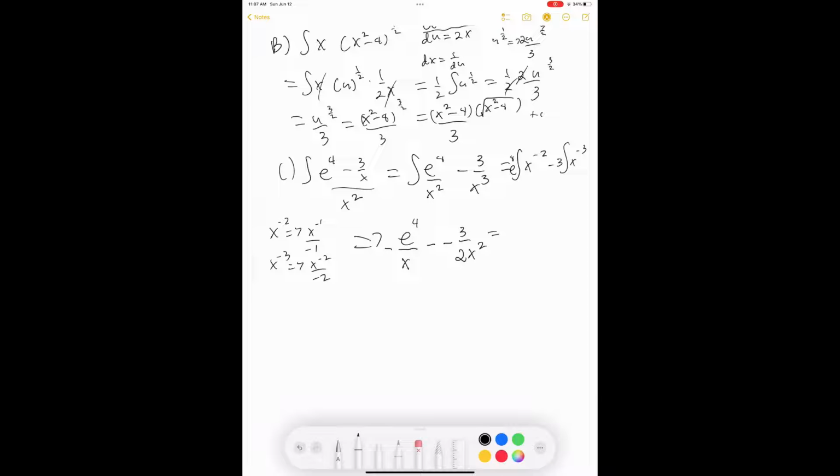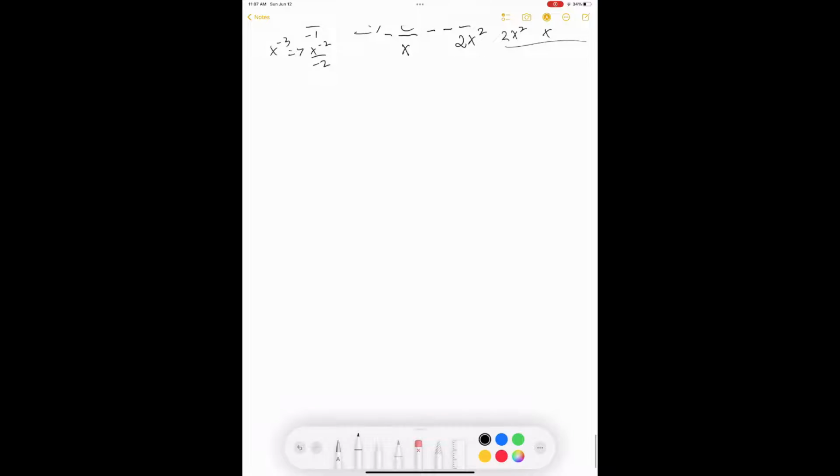Yep, so we're going to get negative e to the fourth over x plus 3 over 2x squared. Rearrange that, add a c, and you got the answer to this one. As long as you remember to break up the fraction and break it into 2 integrals, you should be fine there. Here we go on to d, which is the integral of e to the negative x plus 3x squared.